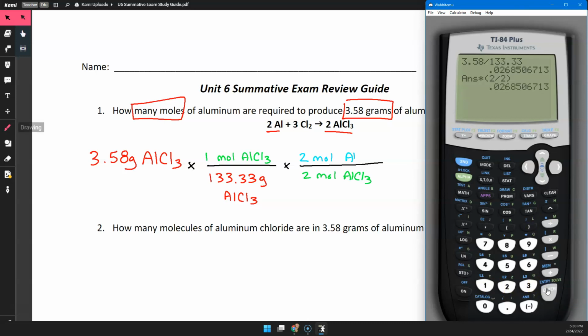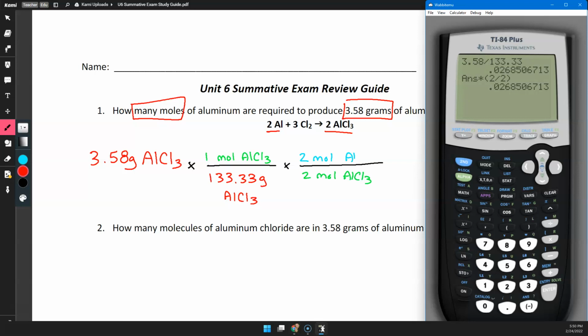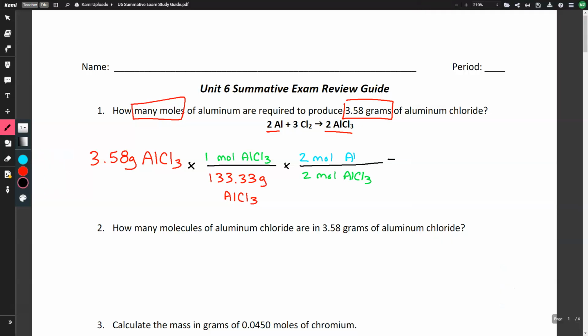As far as sig figs go, we have 3 sig figs in our original number. So the answer that we got on our calculator was 0.02685. We want to round that to 3 sig figs. After the decimal, that first 0 doesn't count. That's a leading 0. So it'll be 268, and then we look at the 5. So we're going to round this up to 0.0269 moles of aluminum. And there's our first answer.